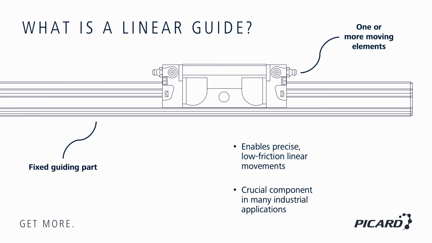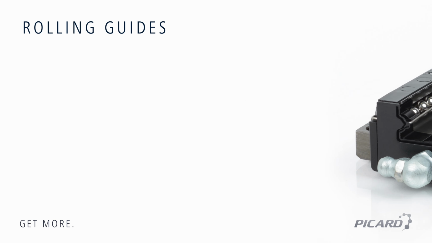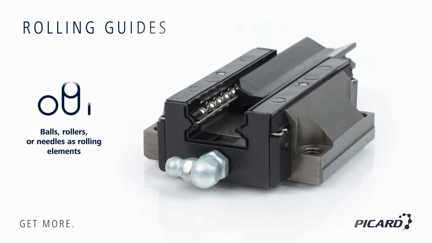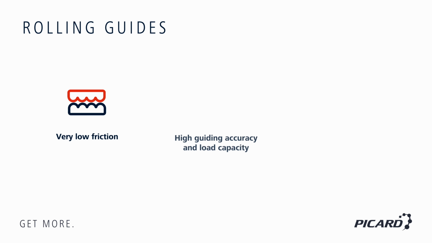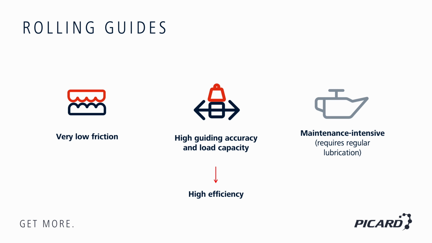Linear guides come in two types: rolling guides and sliding guides. Let's take a look at what sets them apart. Rolling guides use balls, rollers, or needles that move along a guideway. This has a major advantage. Friction is extremely low, which makes the movement not only very smooth, but also highly efficient. Rolling guides also provide high guiding accuracy and load capacity, making them ideal for precise applications. It's important to note that rolling guides require regular lubrication and maintenance to continue functioning reliably.